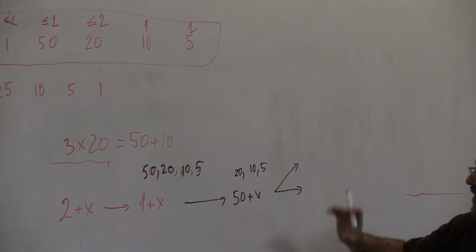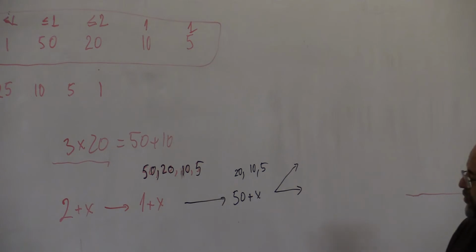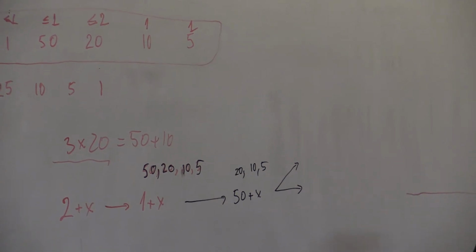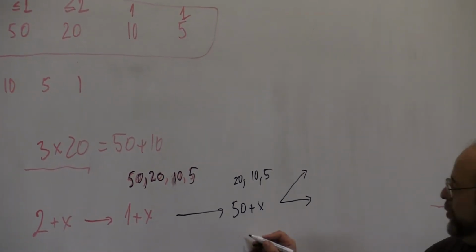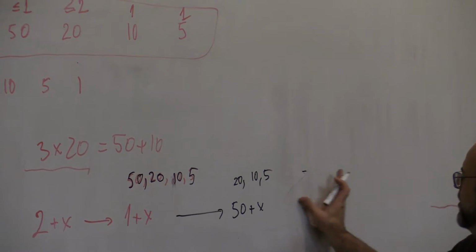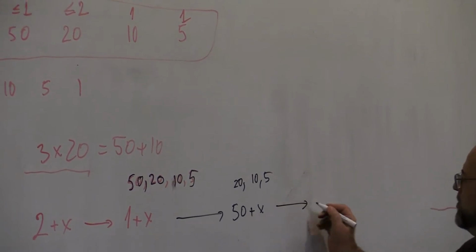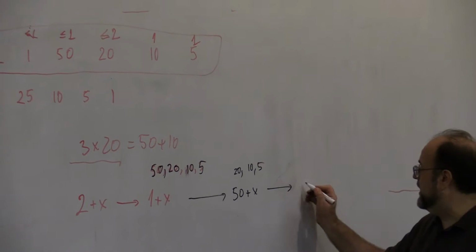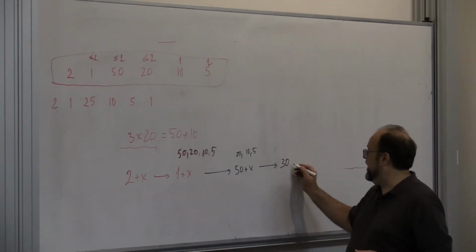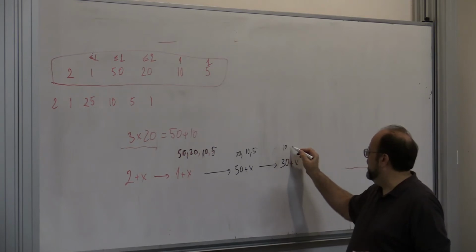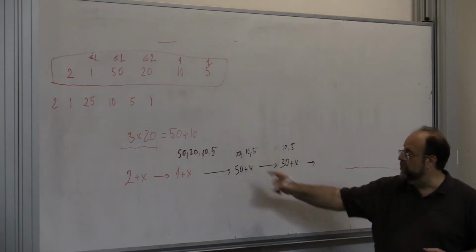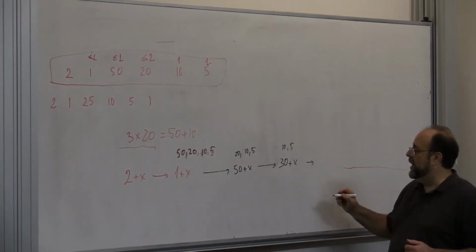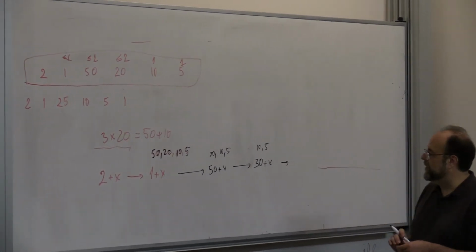So you can use at most two of them. If you use at most two, you will be having at least 30 cents plus X to be given with 10 and 5. And lo and behold, you can use only one 10-cent coin. Did I mess up something?